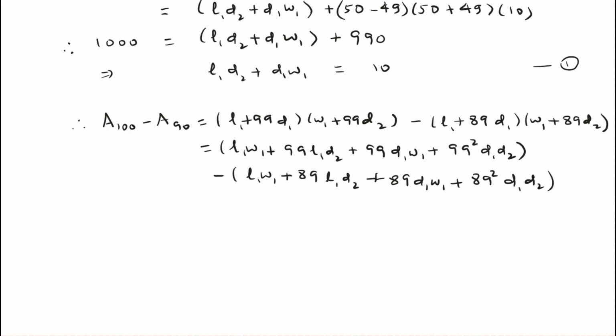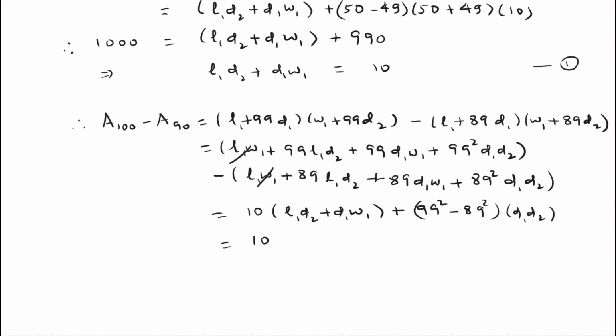So we get terms like these as earlier, and now we can again subtract to get some terms cancelled, and the rest gives you 10 times L1 D2 plus D1 W1 plus 99 square minus 89 square into D1 D2. D1 D2 we already know, and L1 D2 plus D1 W1 also we have calculated as 10. So putting all these values here, you can simplify finally to get the answer as shown here.